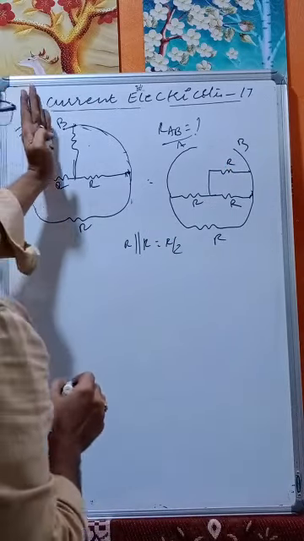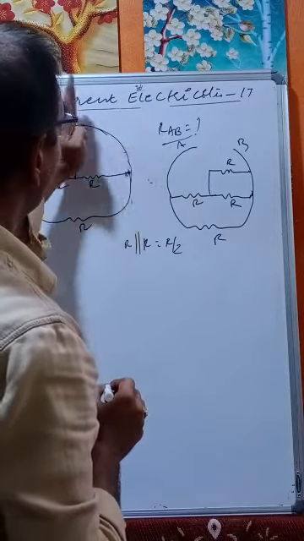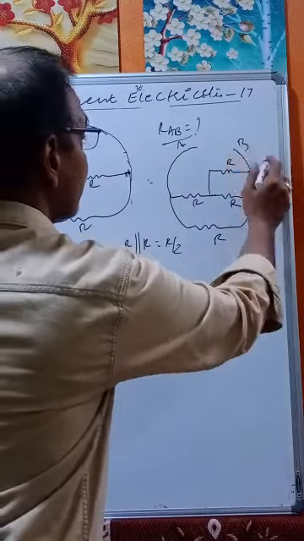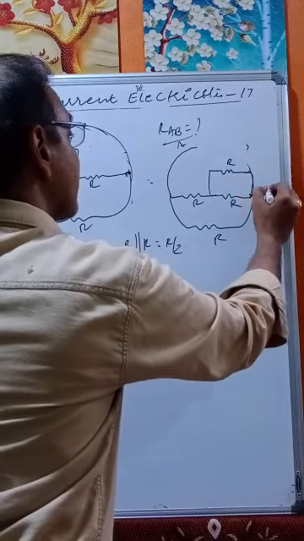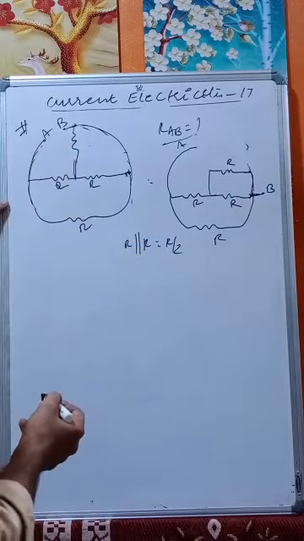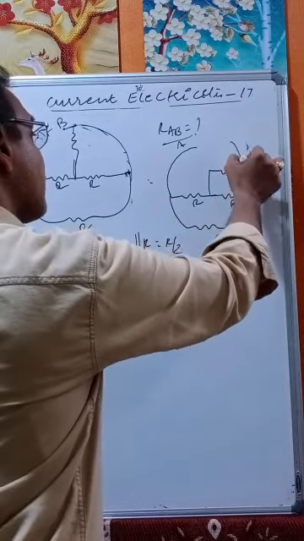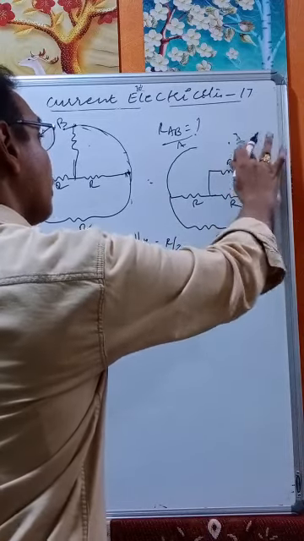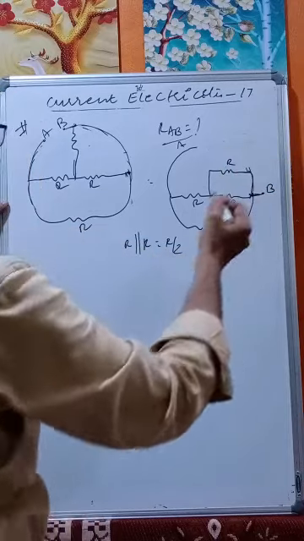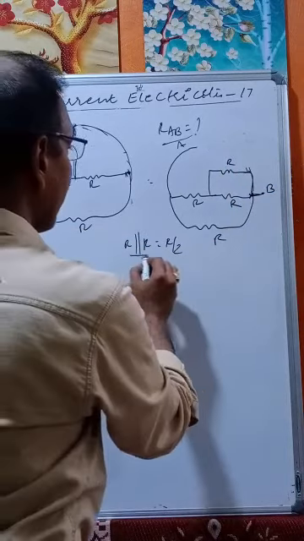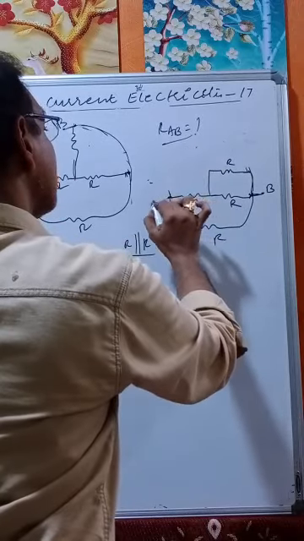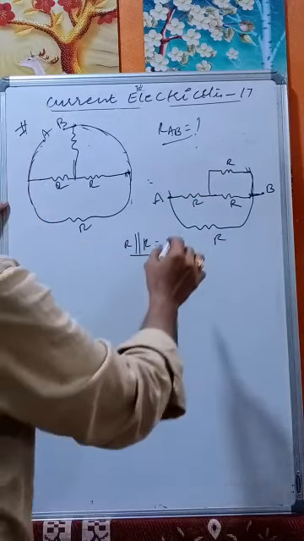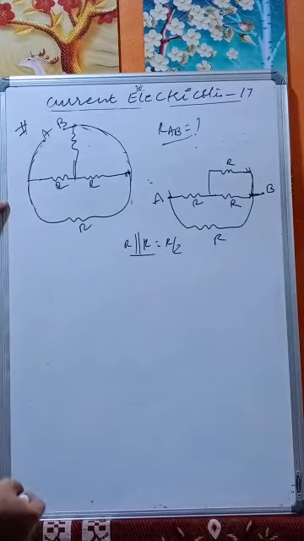So what I have done is I have lifted this point to B here, or you can take this one as B also, no problem. This one as B or the previous one as B, no problem, the same point, wherever it is. For R in parallel with R, this point becomes point A. Therefore, R in parallel with R is R by 2.